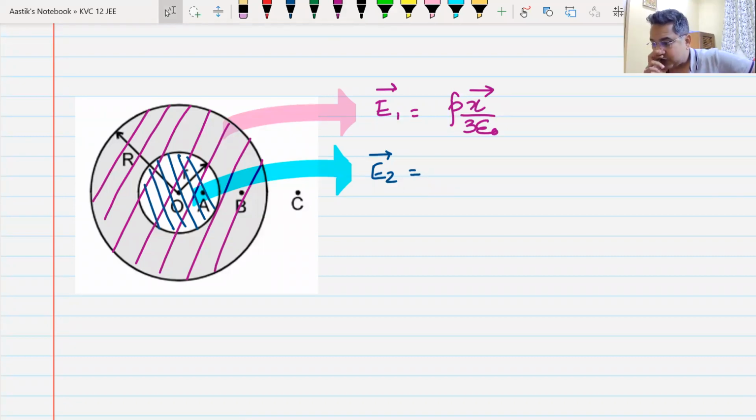Electric field at point B. B is the point in contention here. Can you tell me the formula?